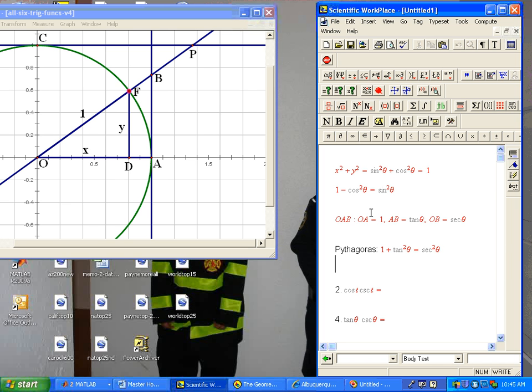Let me show you how, even without that geometry, we could have gotten that by taking sine squared plus cosine squared equals 1, and then we can divide everything.